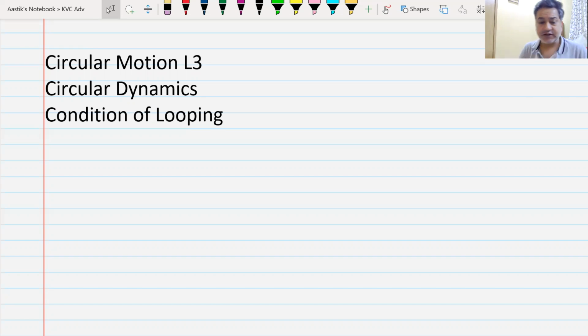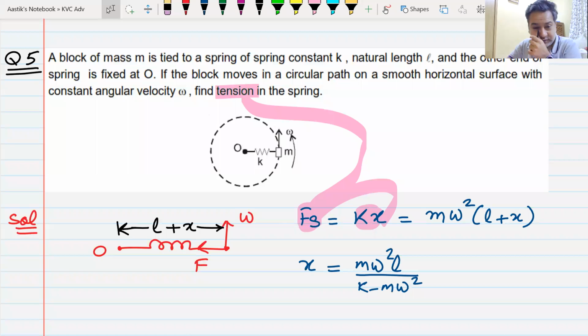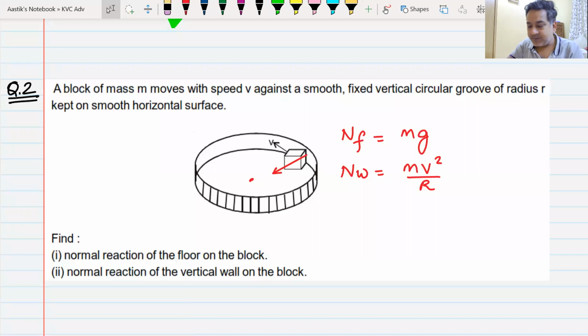Hopefully, we'll be able to finish our circular dynamics. In the last class, we were dealing with motion on a horizontal circle, and we had seen what types of problem come. Things will move on a horizontal circle, and we had to find out the centripetal force. Sometimes we had to find out the normal reaction from ground because these things were on ground.